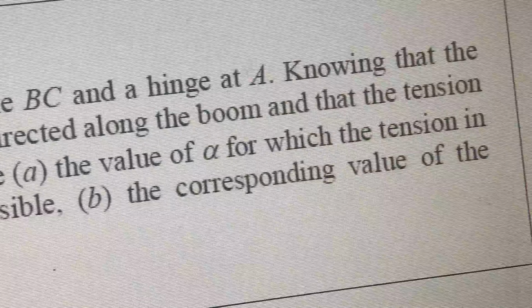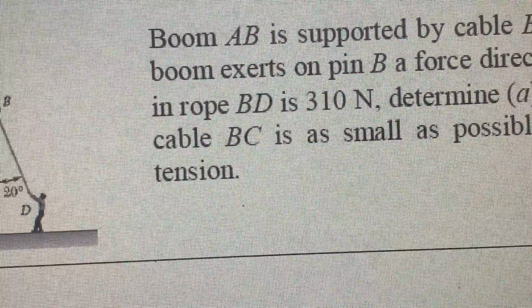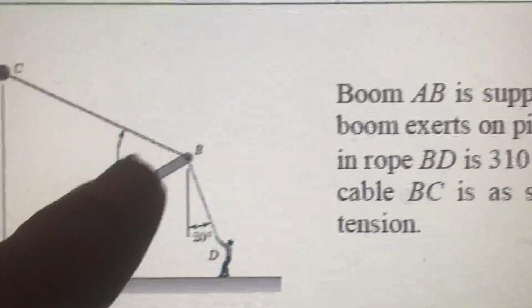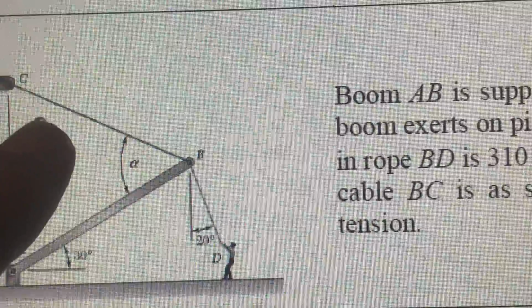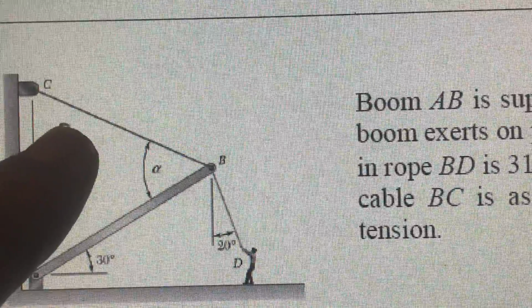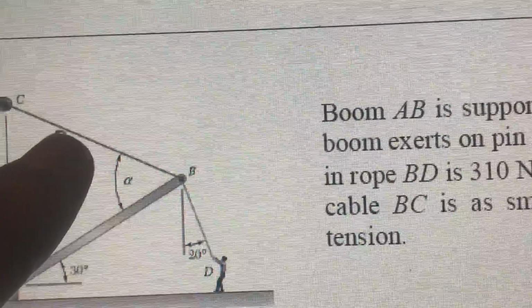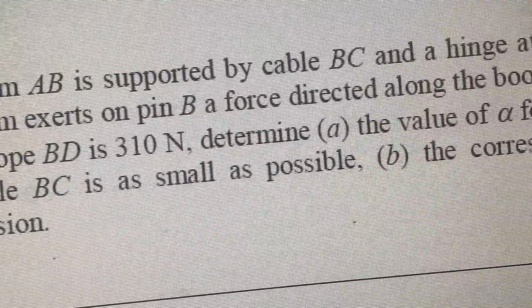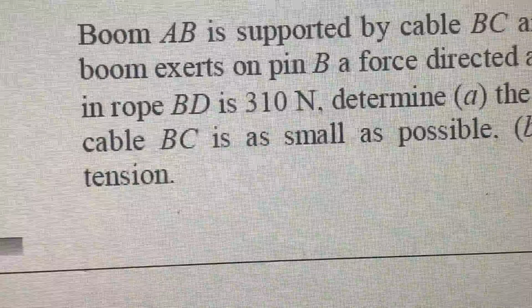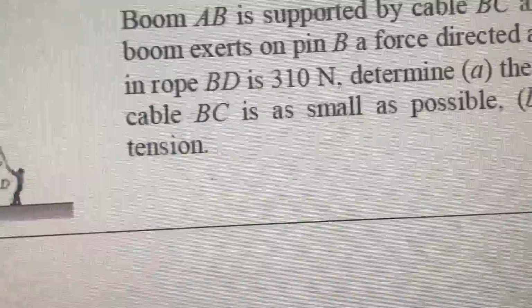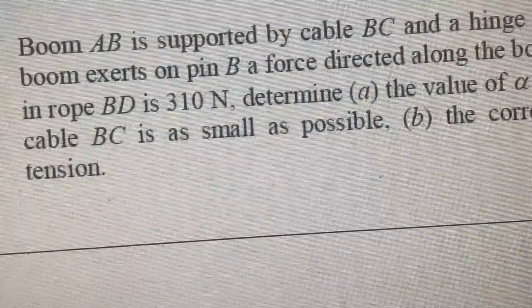The value of alpha for which the tension in cable BC is small. So we want this tension to be small. We don't want this tension to be higher than regular, otherwise it's going to break. So we need to have this tension BC as small as possible, and the corresponding value of the tension at the end. Okay. So let's look at this question.